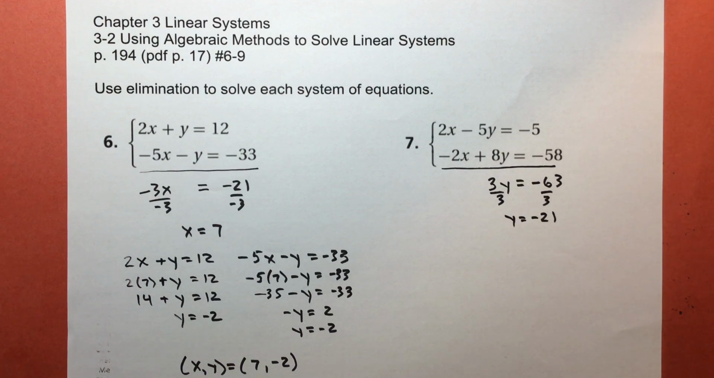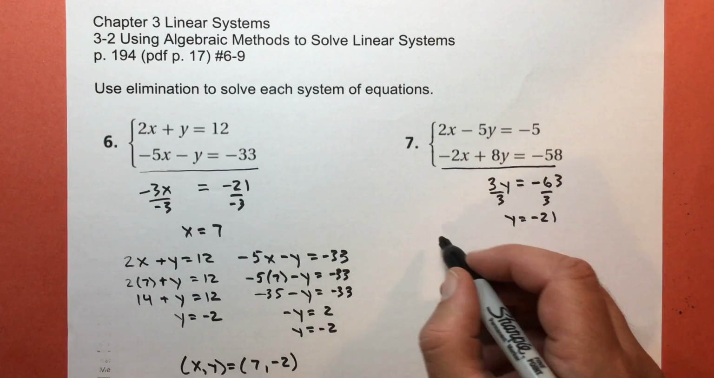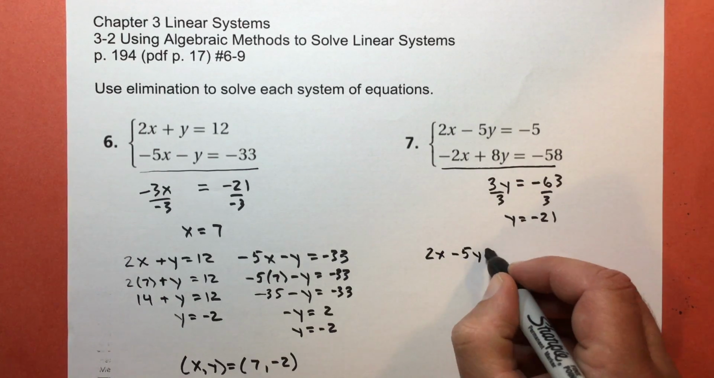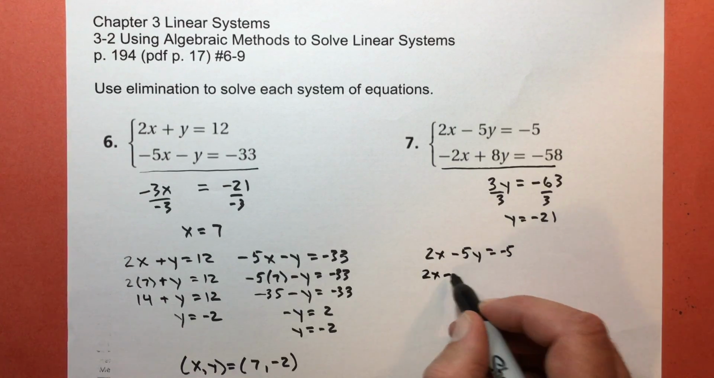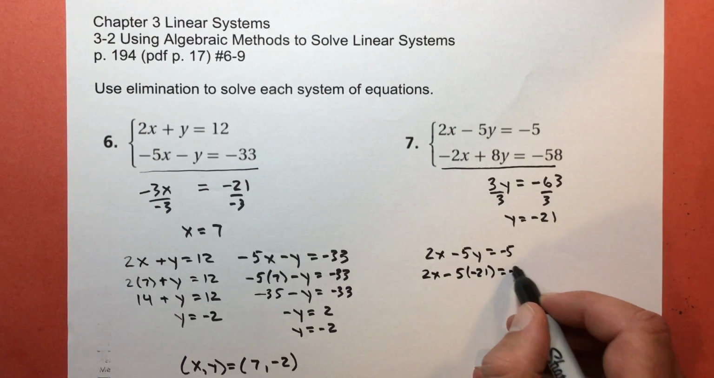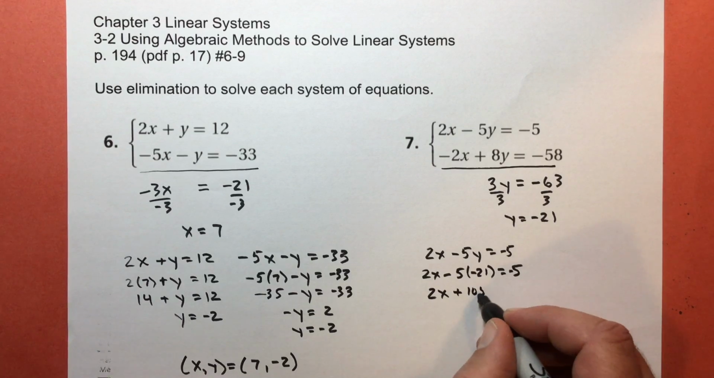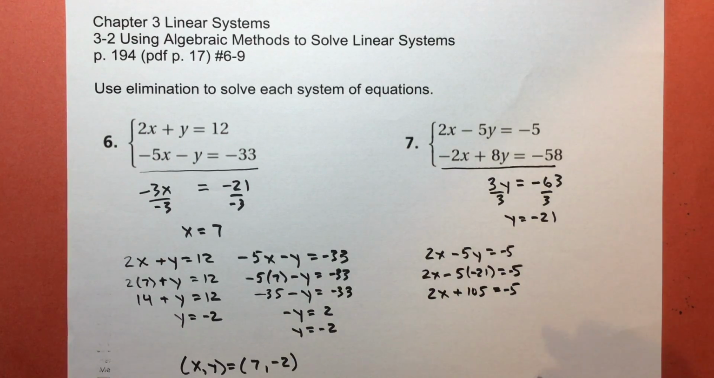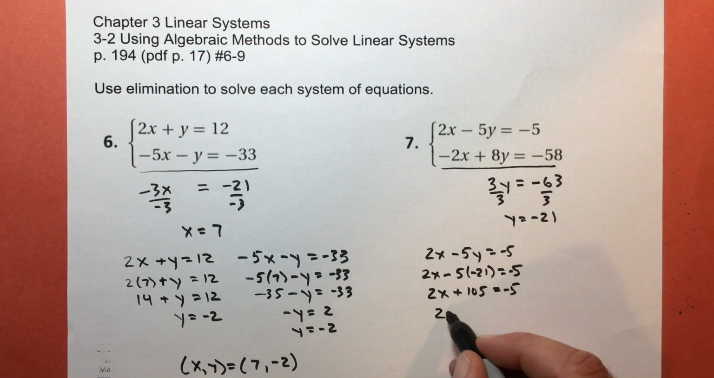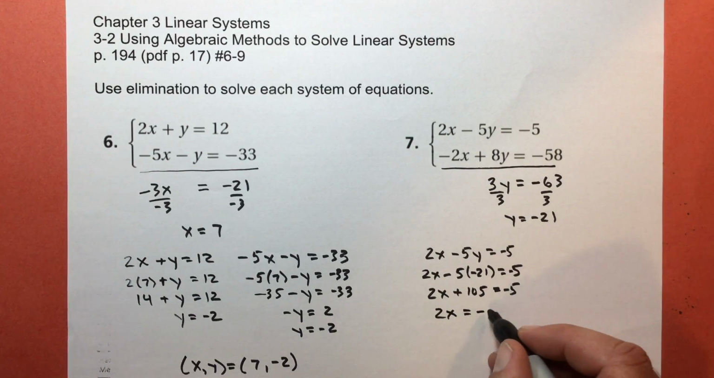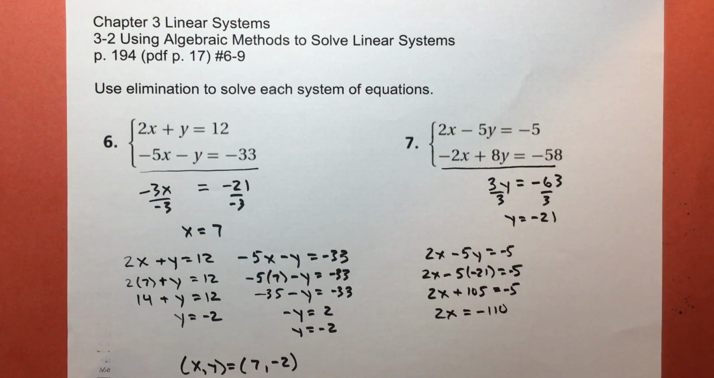Don't panic if it's a 2-digit number. It's okay. They don't even have to be whole numbers or integers. They can be fractions. That'll be all right. So let's start with this one. 2x minus 5y equals negative 5. 2x minus 5 times negative 21 equals negative 5. Negative 5 times negative 21 is positive 105. And I'm going to subtract 105 from both sides. And that's going to be negative 110. Divide by 2, and I get x equals negative 55.